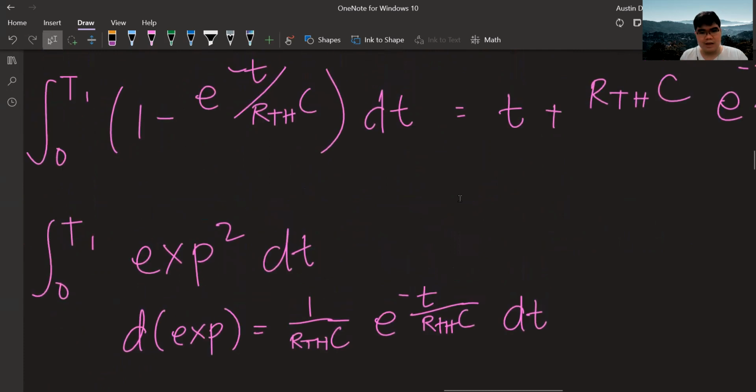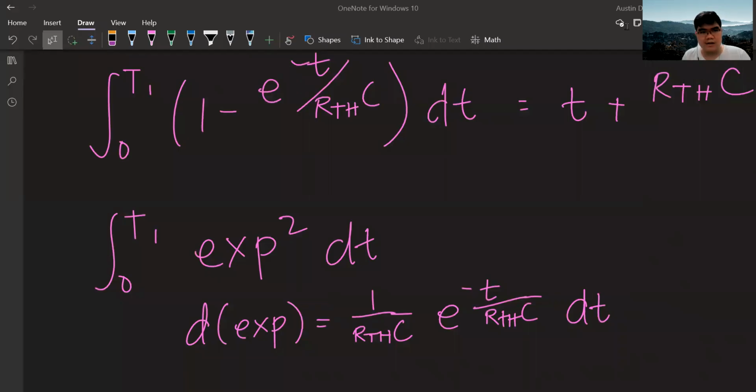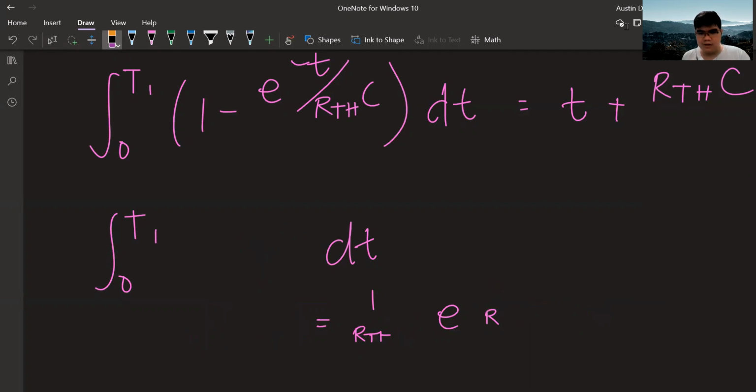Hindi, joke lang. Dali pala 'to. Wait lang. Okay, mukhang mas hassle 'tong way nito. So, let's just expand. Expand na lang tayo. So, dali.